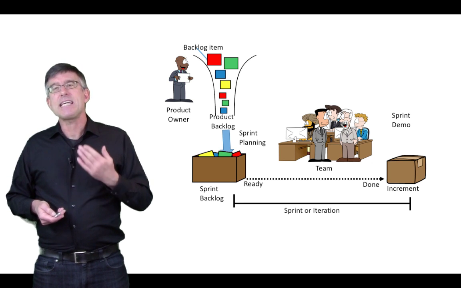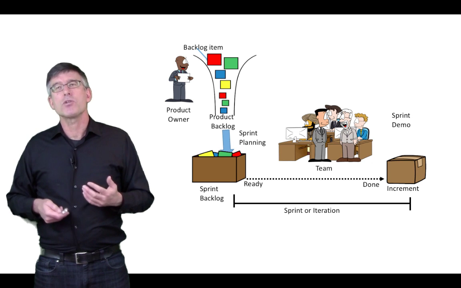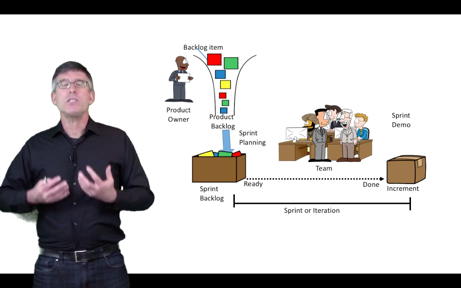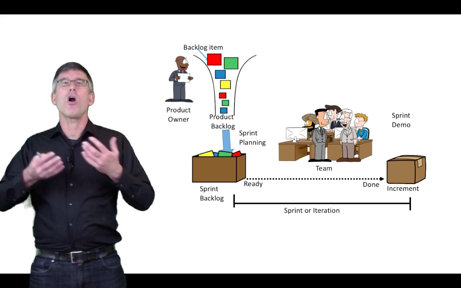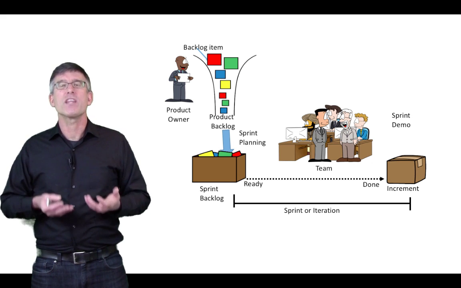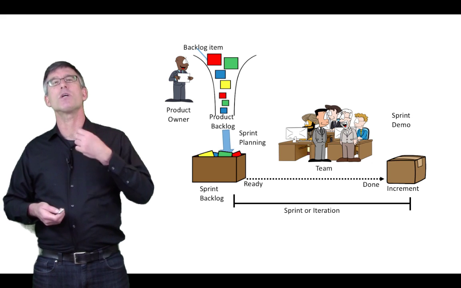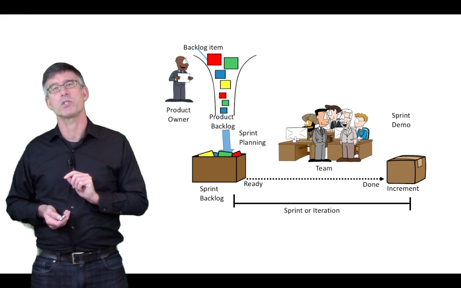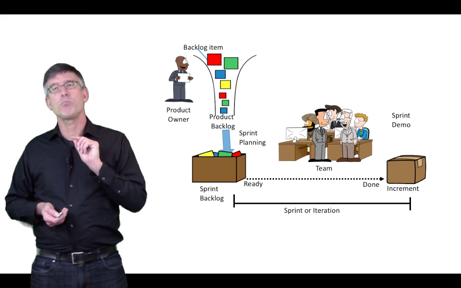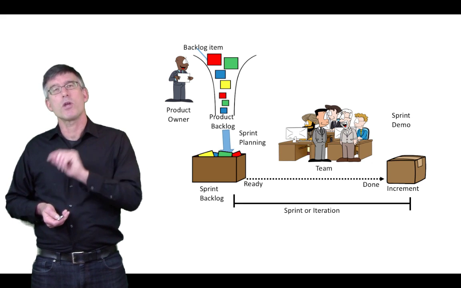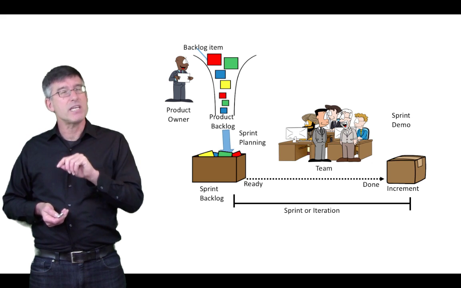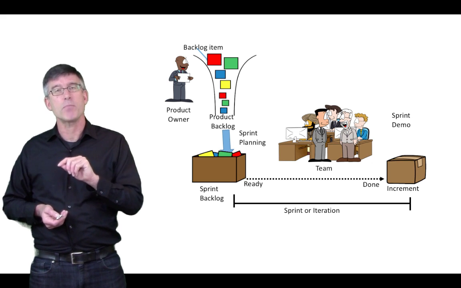And at the end of our sprint or iteration, we have what's called the sprint demo. This is where the team shows off all the work that they were able to get done and was accepted by the product owner. Now, very quickly here, I just want to clear up a misconception. A lot of people believe the sprint demo is where the product owner accepts the work. That's not correct. Unfortunately, in a lot of organizations, that's what ends up happening.